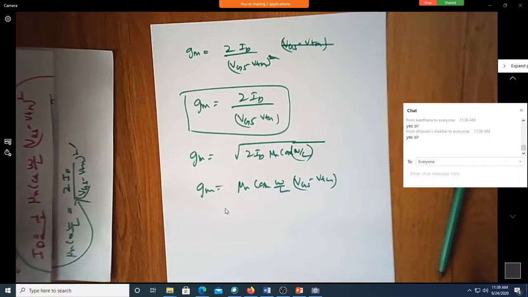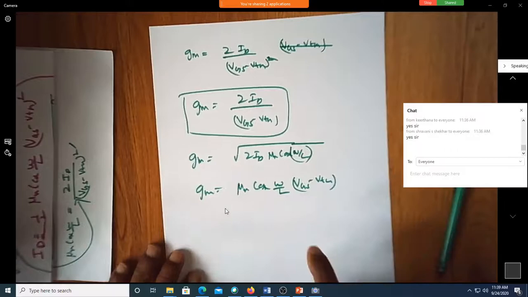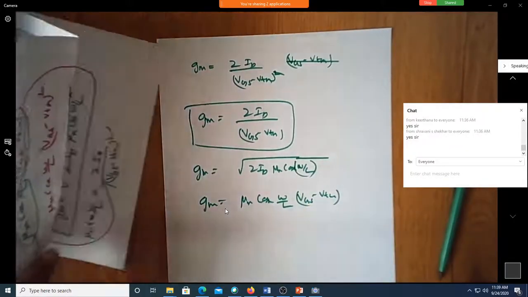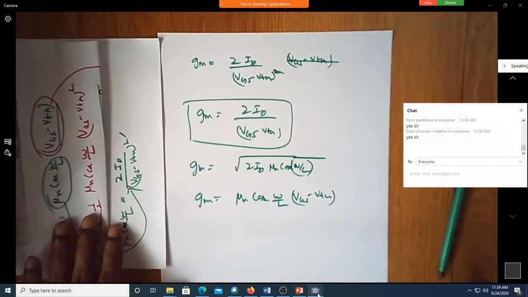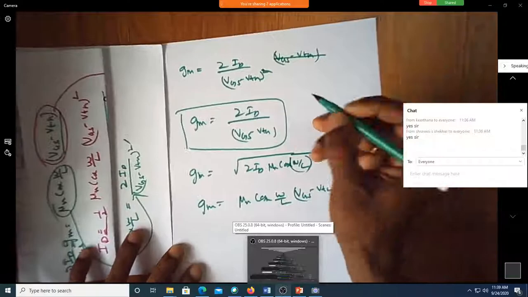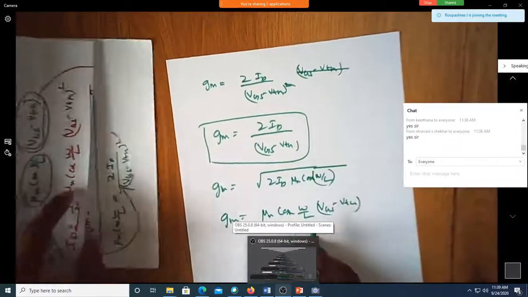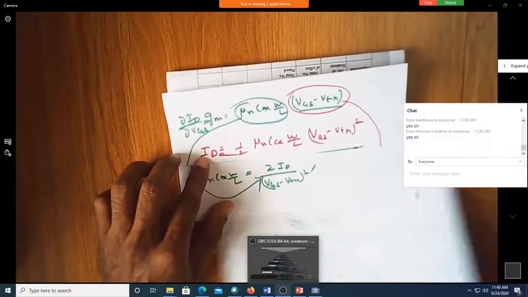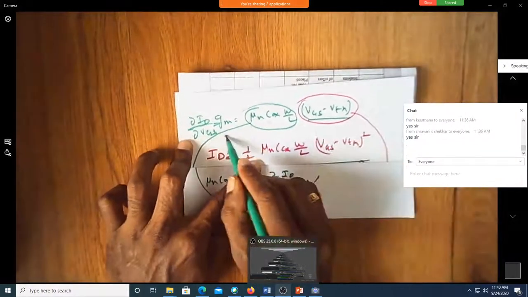So how did we get VGS minus VTH in the first equation, sir? Upon differentiating. Here, GM equals 2ID by VGS minus VTH whole square, into VGS minus VTH. See here, did you have this expression? Let me just take out this. Is this fine?